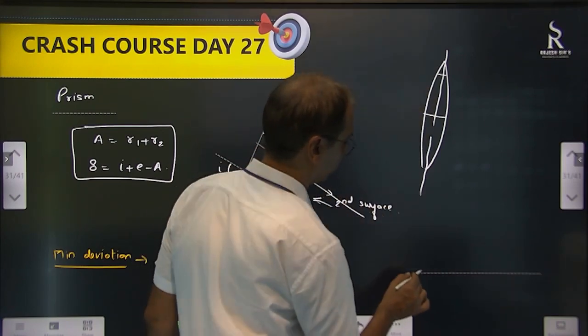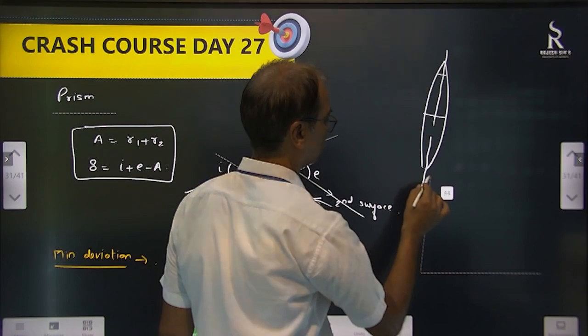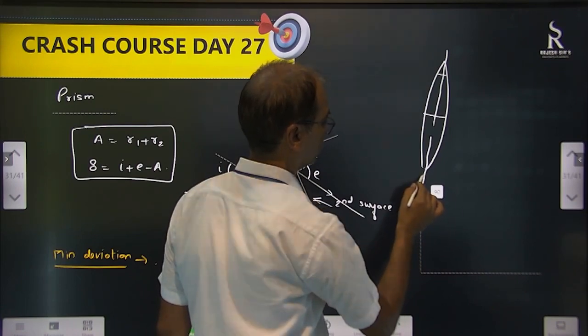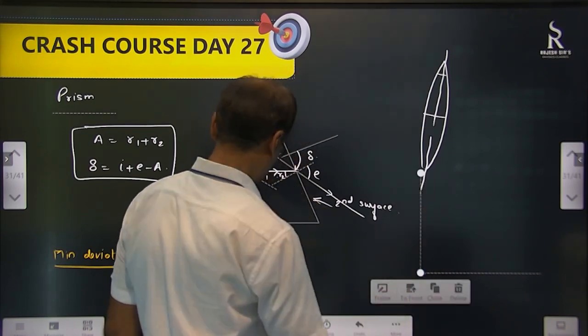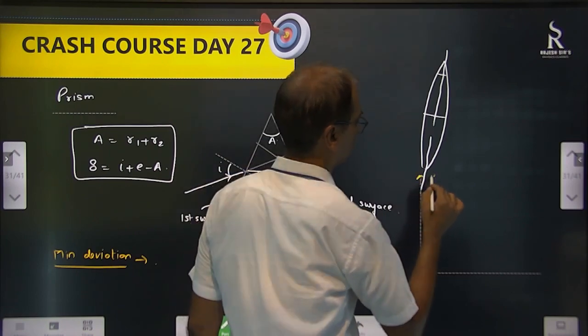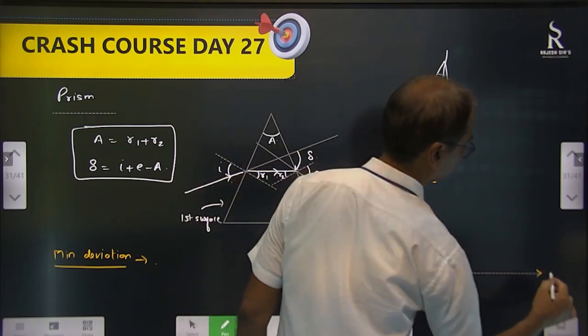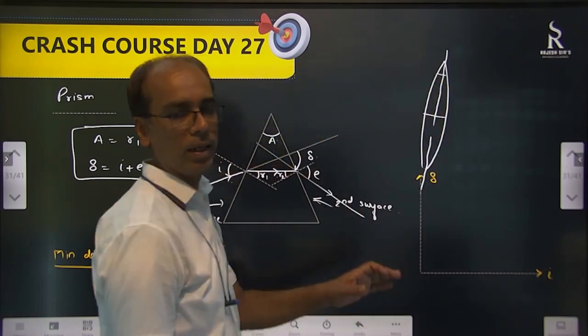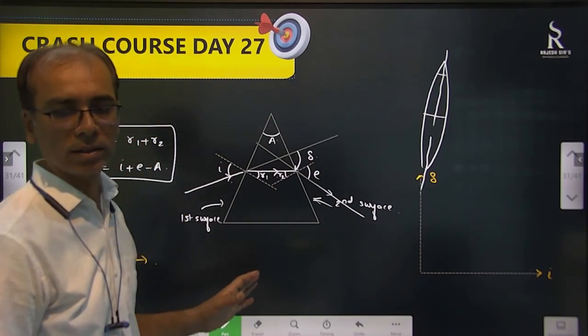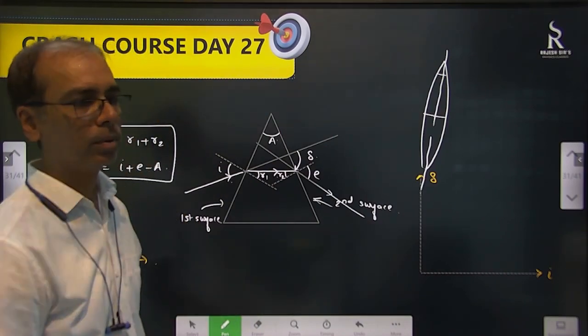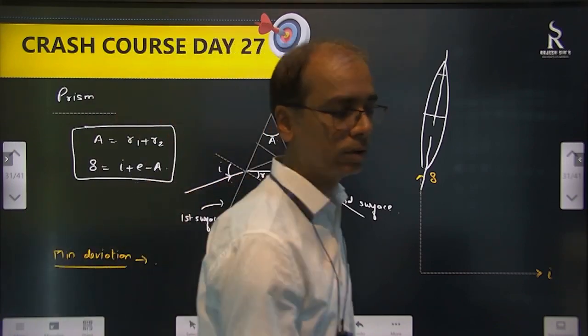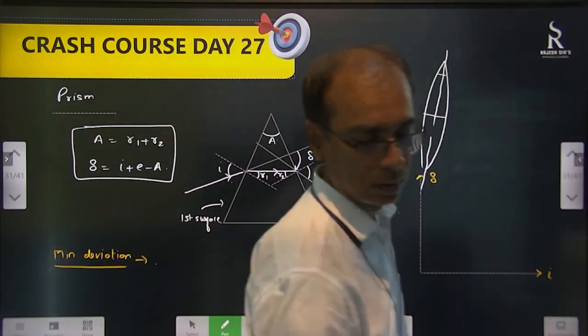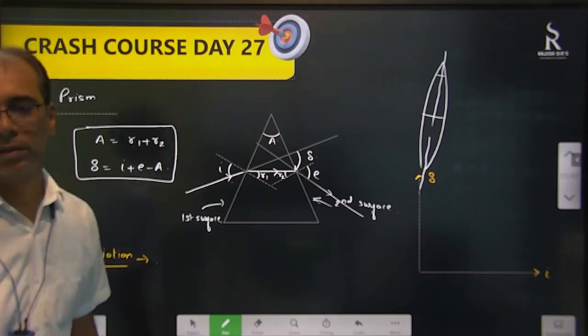Here is the graph. Here is delta and here is I. So when I is very less, something like 0, then delta value is maximum. Okay. Delta value is maximum.